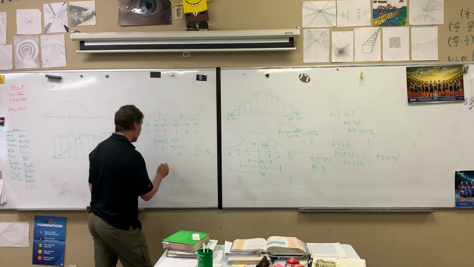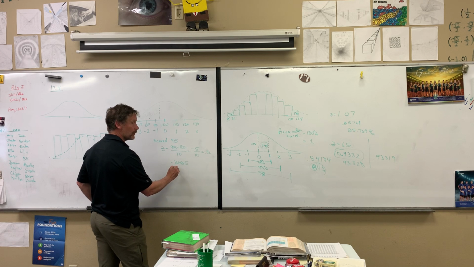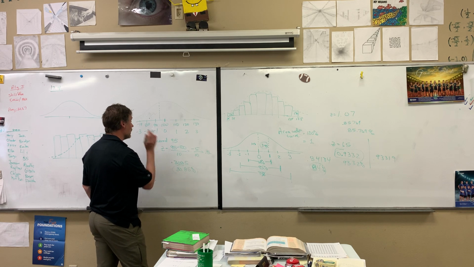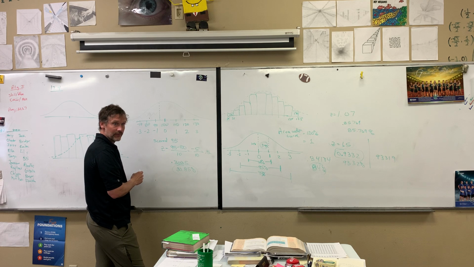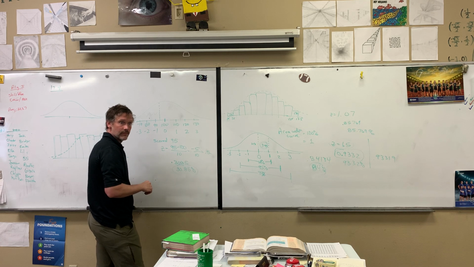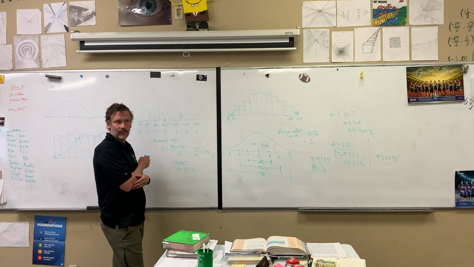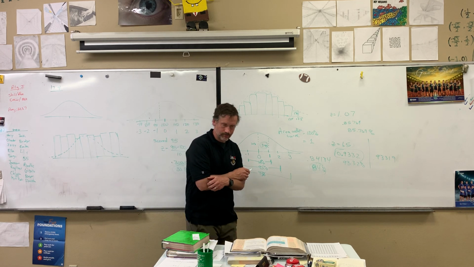0.3085. So the z-score matches to 0.3085, which is what percent? 30.85%. So that means you're better than 30.85%. So you're in the 30th or the 31st percentile if you round it. I'm in the 31st percentile. You bet.